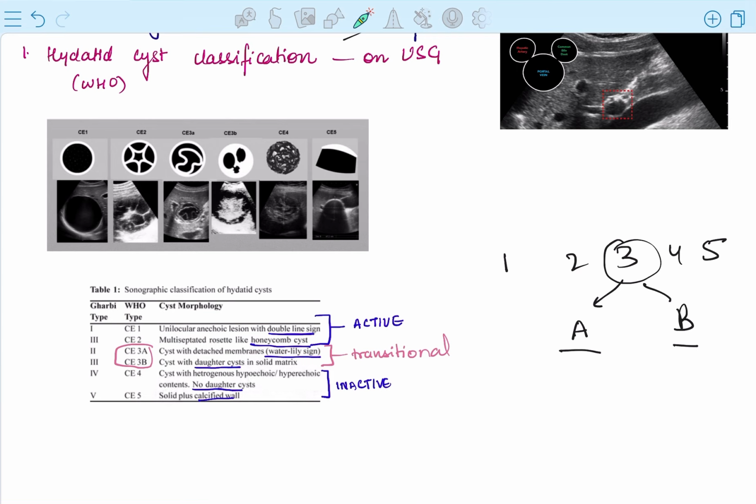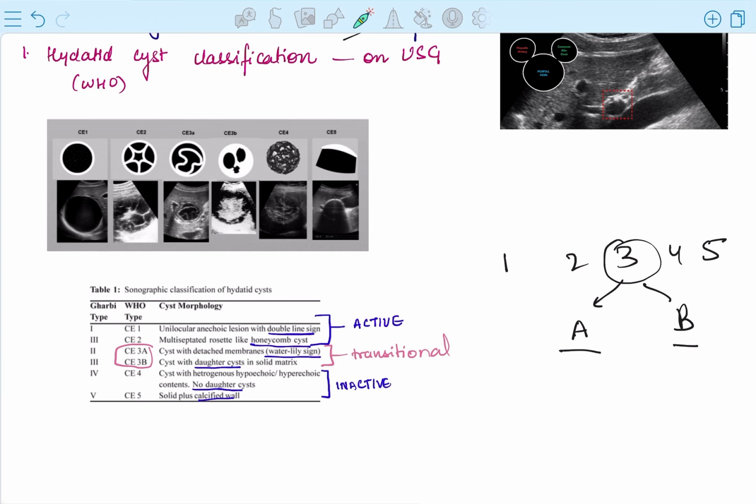In CE5, it is a totally dead stage. It contains a solid pus and a calcified wall. The wall will be too much calcified. So in this transition, you can say that CE1 and 2 is an active stage. It consists of cyst and a multiloculated cyst, multiseptated cyst. So it is an active stage.